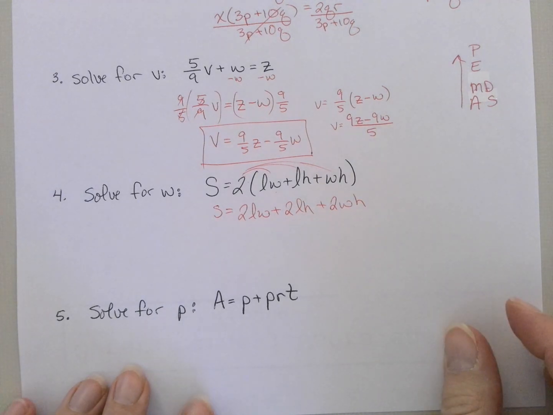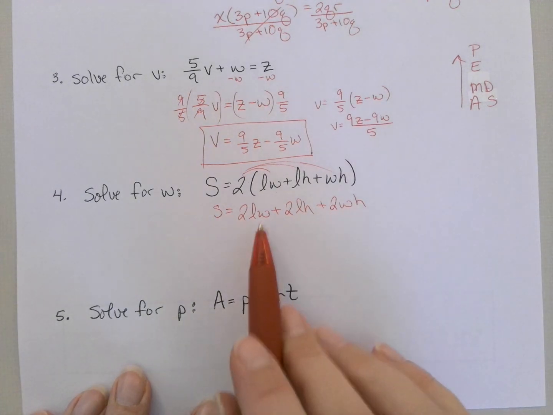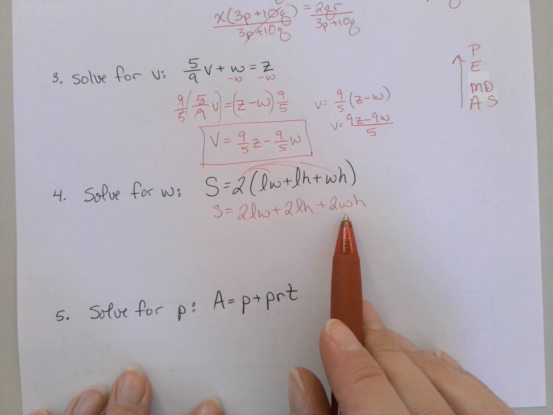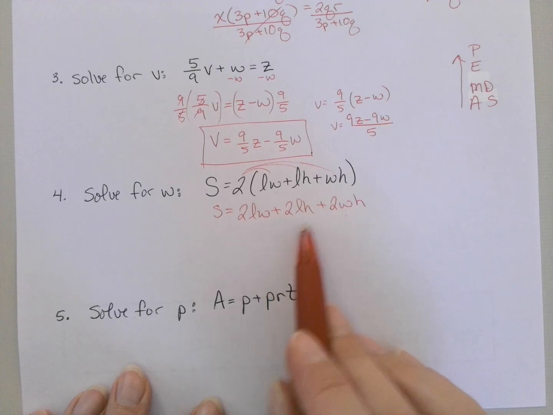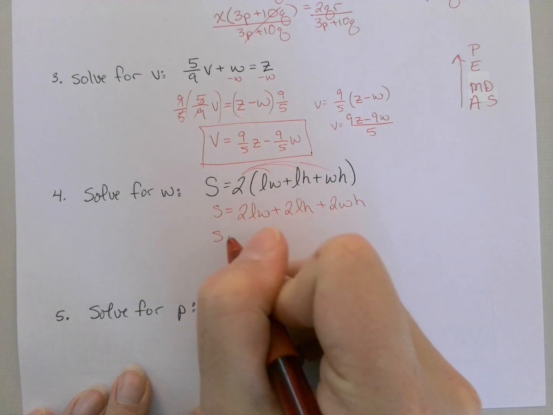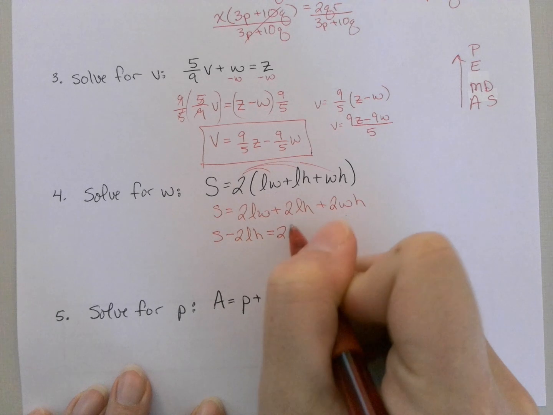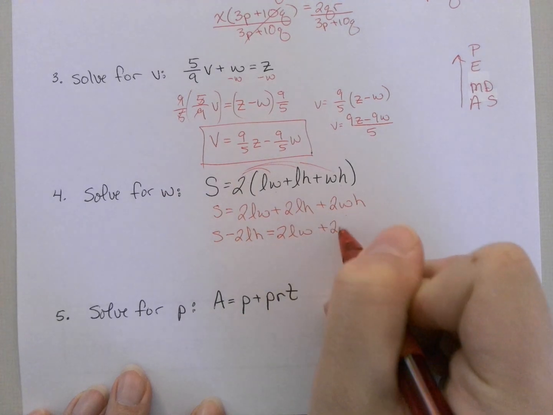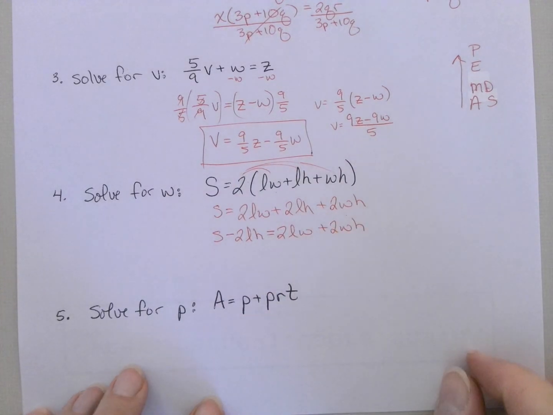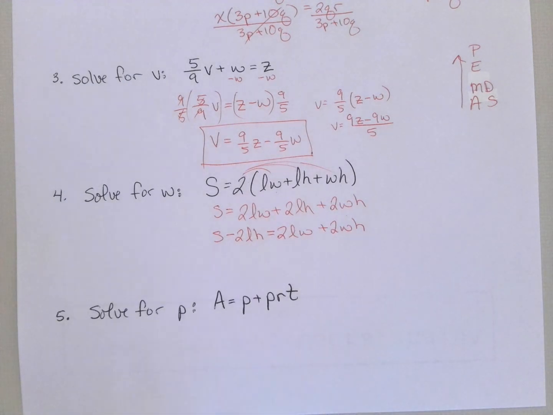All right, so we have the same issue. I have w in 2 spots. So the first thing I want to do is leave the w's there and move this 2lh by subtracting it. And it's still equal to 2lw plus 2wh. So let's use what we've been thinking about. I have w in 2 spots. How do I get it into 1?